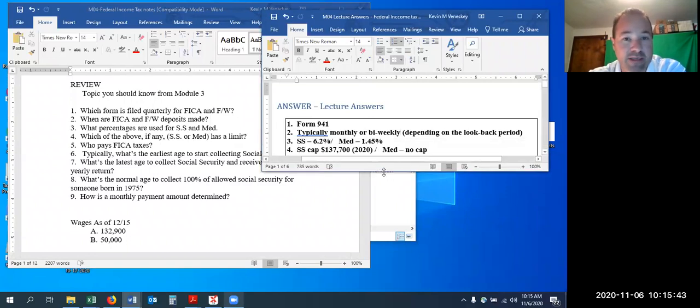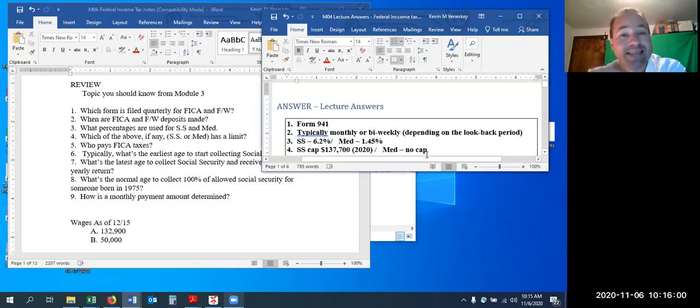And then usually the next question would be, do any of them have caps? And the answer is yes, one of them, and that would be Social Security. For the year that we're going to be looking at in this class, the 2020 cap is $137,700.